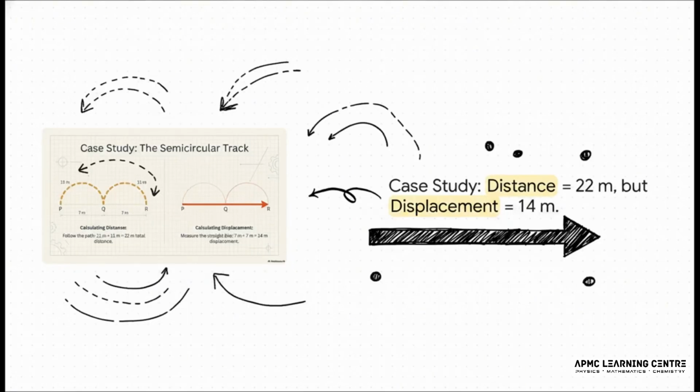This example is perfect. Look at this track. To get from point P to point R, you have to run along the curve. The total distance you ran? 22 meters. But what's your displacement? Well, it's just the straight line connecting P and R, and that's only 14 meters. See the difference? It can be huge.